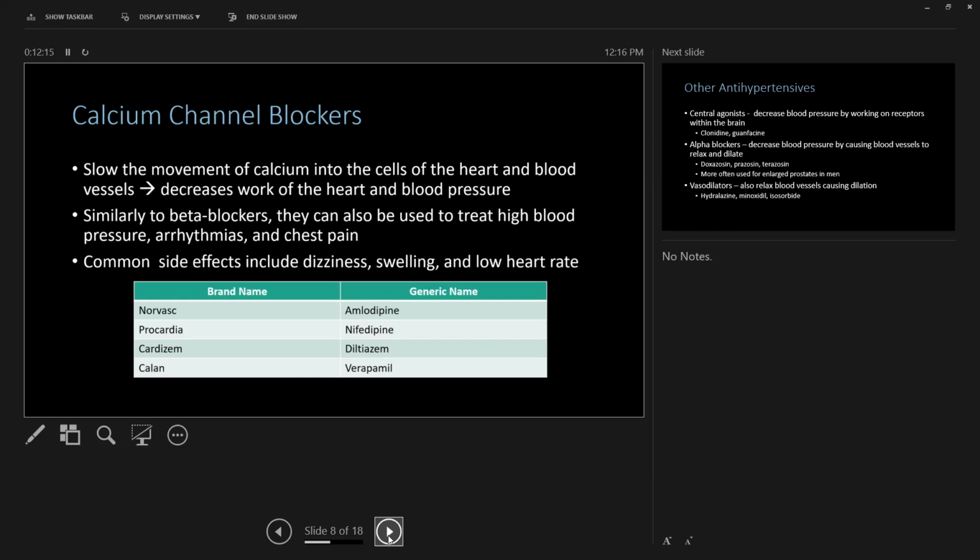The most commonly known drugs here are going to be amlodipine or nifedipine. We also have diltiazem and verapamil. We use the top two a little bit differently than the bottom two, but all pretty well tolerated medications. They're all available generically as well at this time, so all pretty cost effective.